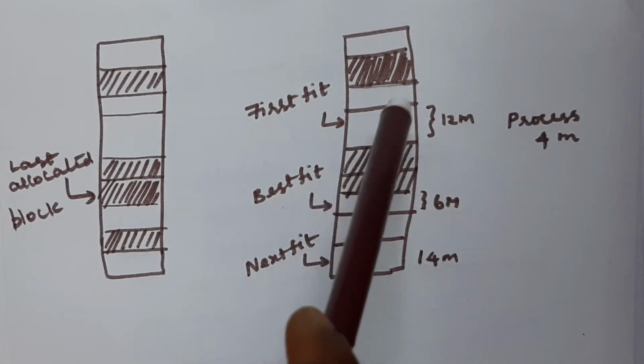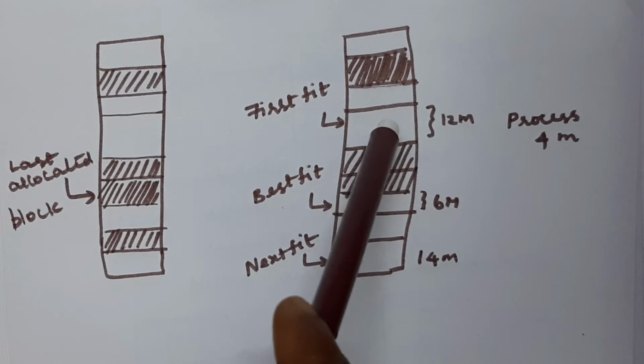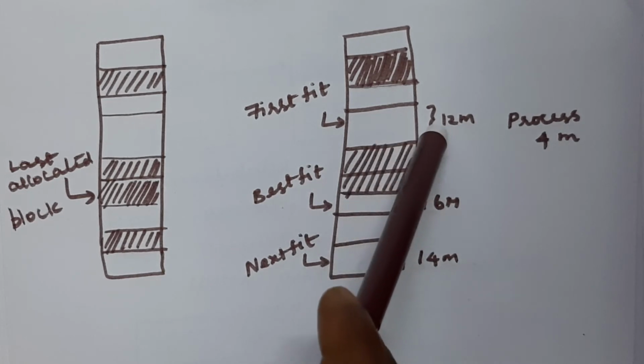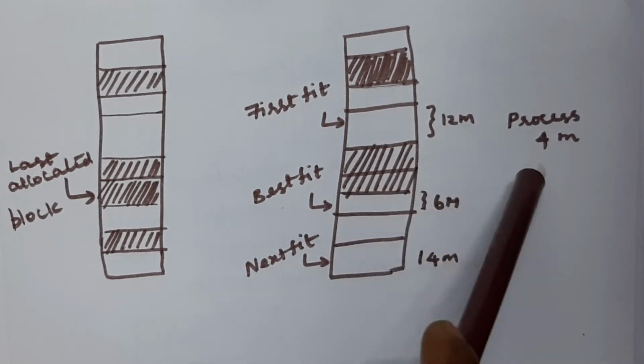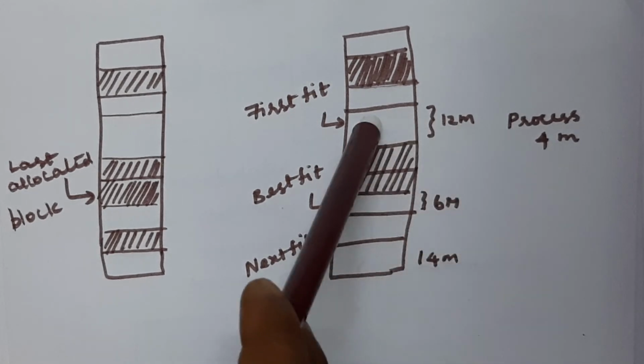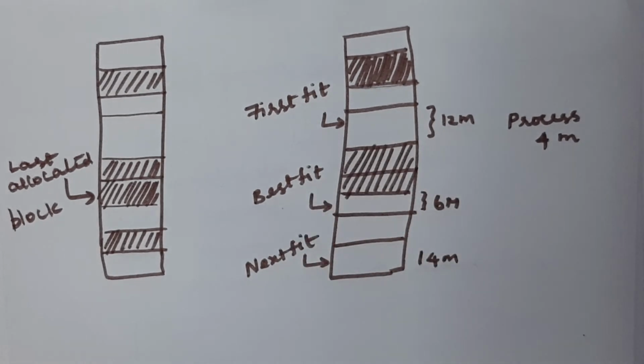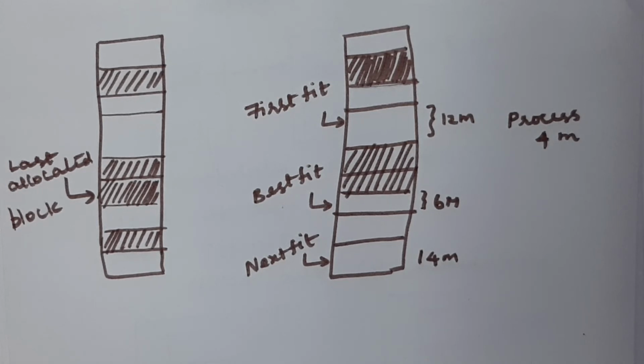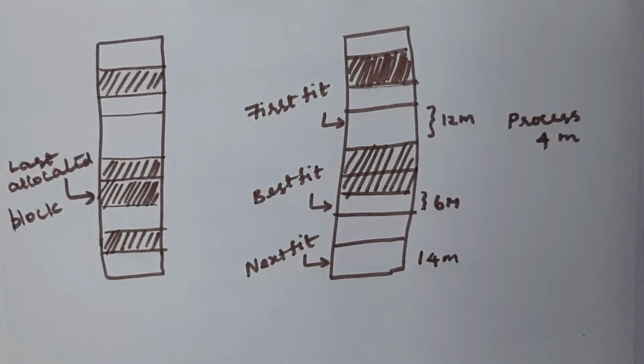So if you look at this, the very first partition we are getting, that size is 12 MB. Even though it is 12 MB, we can hold the process there, because that is the first empty partition we are getting to store that process. So we are just using that kind of partition, and that is first fit.